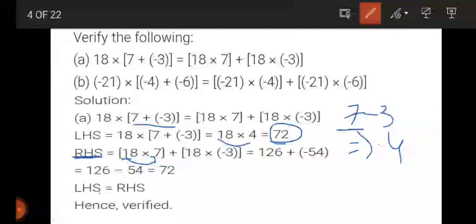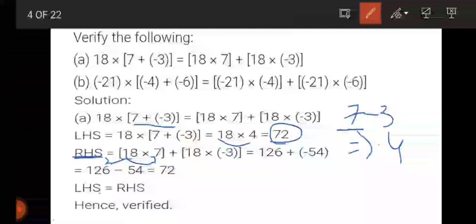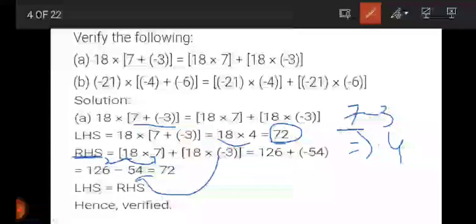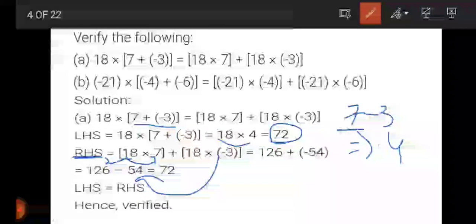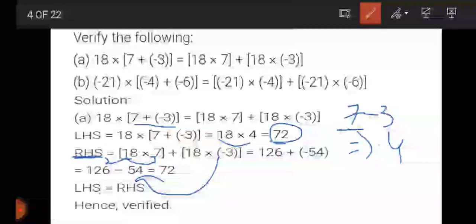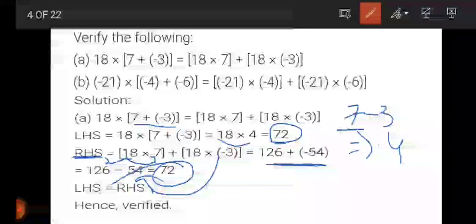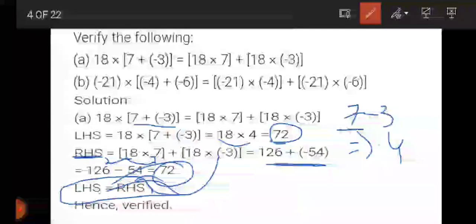Here is a multiplication sign, so first you multiply and you get the answer 126, then you multiply and you get the answer minus 54. Because of the multiplication rule for plus and minus: if we multiply two integers and one of them is negative, the product is always negative. So we get the answer 72, and the left hand side is equal to the right hand side.